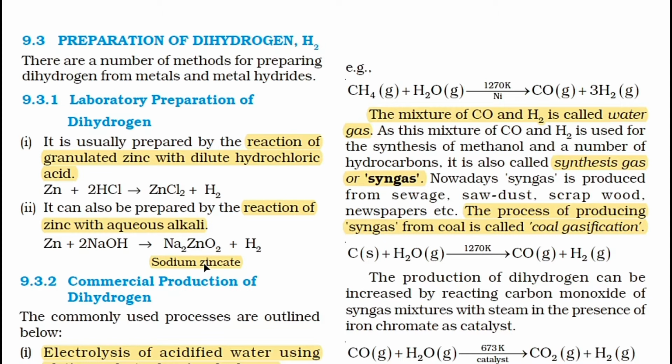From these two reactions, we can also conclude that zinc has a tendency to react with acid as well as base, hence it is amphoteric. Zinc is amphoteric, and on reaction with acid or base, it liberates hydrogen gas.